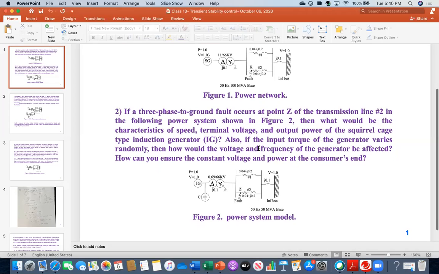So first question, come back. If there is any fault, what will be the characteristics of speed, terminal voltage, and output power of the induction generator? So how would you answer? Can you draw their speed, voltage, and output power profile?